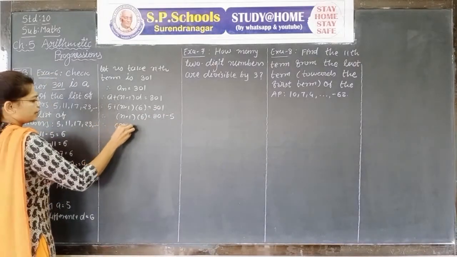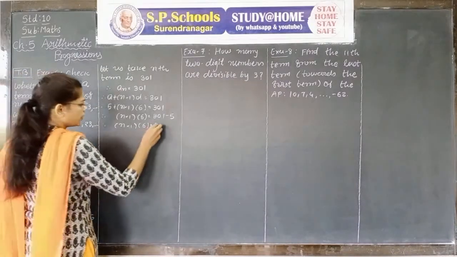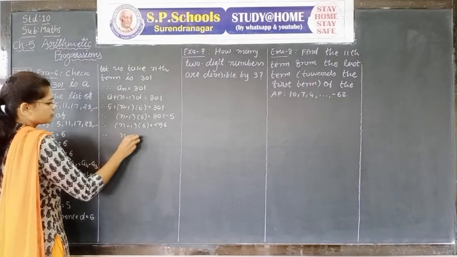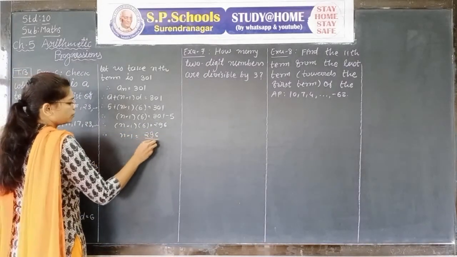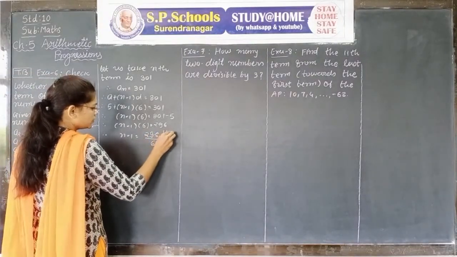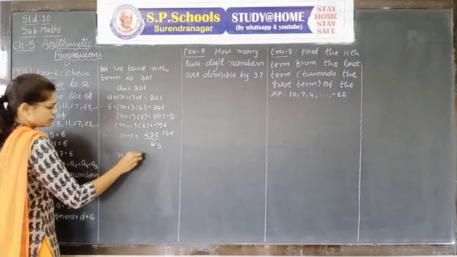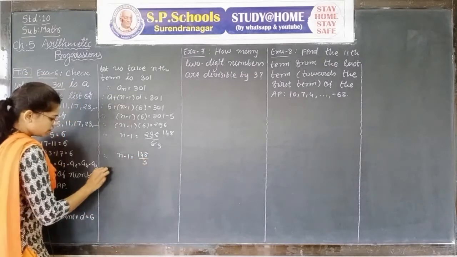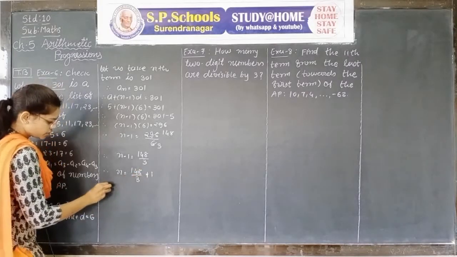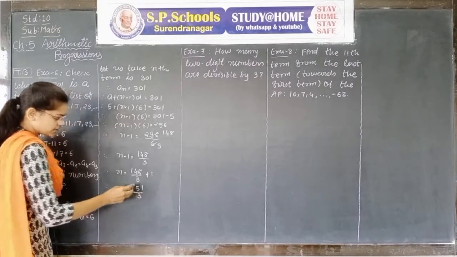That's why (n minus 1) into 6 is equal to 301 minus 5, we get 296. That's why n minus 1 is equal to 296 upon 6. The cut is possible by 2: 2 1s are 2, 2 4s are 8, 148, and 2 3s are 6. So n minus 1 is equal to 148 upon 3. That's why n is equal to 148 upon 3 plus 1. To simplify it, we get n is equal to 151 upon 3 by taking LCM.